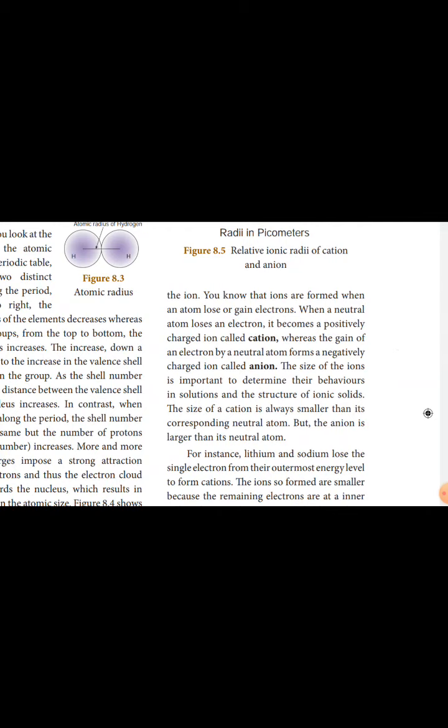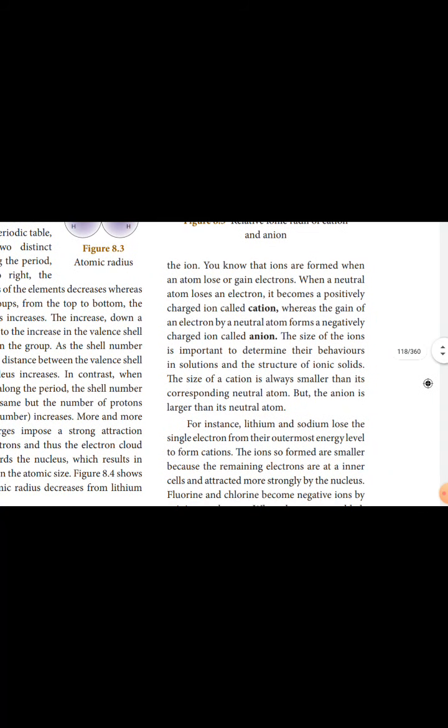So the size of the ion is important to determine the behavior of the solution and the structure of the ionic solid. The size of the cation is always smaller, and you have to mark it. Note down, the size of the cation, that is a positively charged ion, is always smaller compared to the neutral atom. For example, if we take sodium, the neutral atom is going to be smaller compared to the sodium positively charged ion.